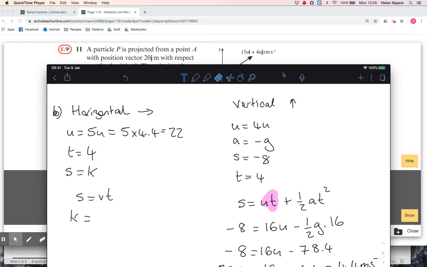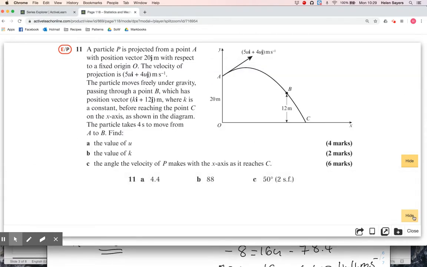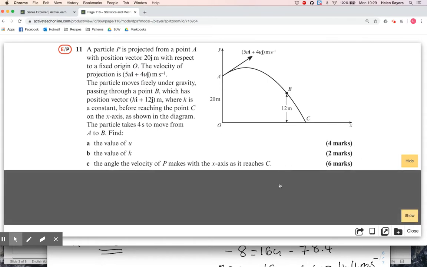So let's just stuff that straight in. Its velocity is 22 and 4 seconds, so K is 88. Again, let's just double check that. Yeah, that's good. Okay, and the angle the velocity P makes with the x-axis as it reaches C.